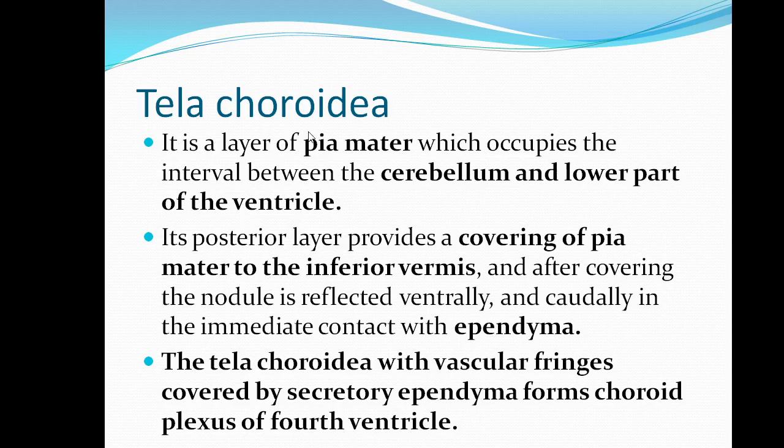Tela choroidea. The tela choroidea is a layer of pia mater which occupies the interval between the cerebellum and the lower part of the ventricle. Its posterior layer provides a covering of pia mater to the inferior vermis, and often covering the nodule, is reflected ventrally and caudally in immediate contact with the ependyma. The tela choroidea, with vascular fringes covered by the secretory ependyma, forms the choroid plexus of the fourth ventricle.